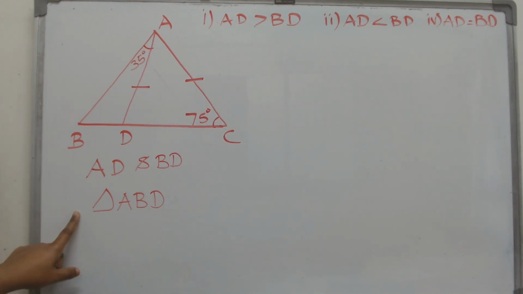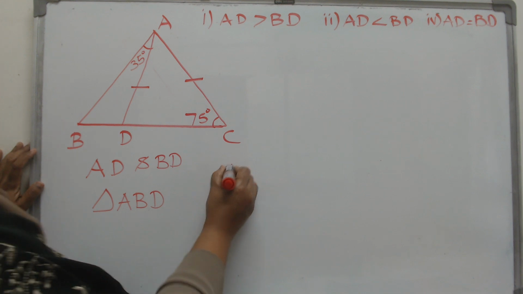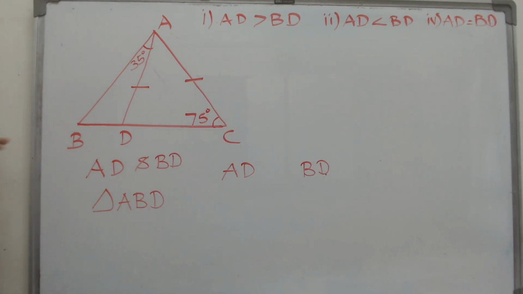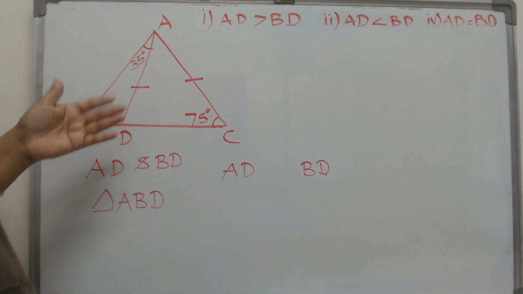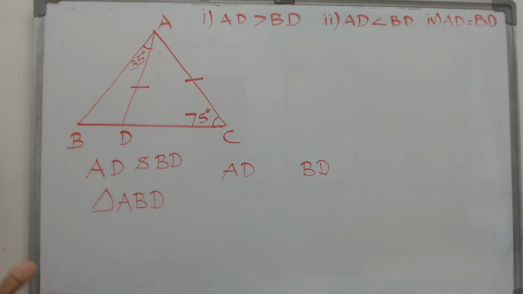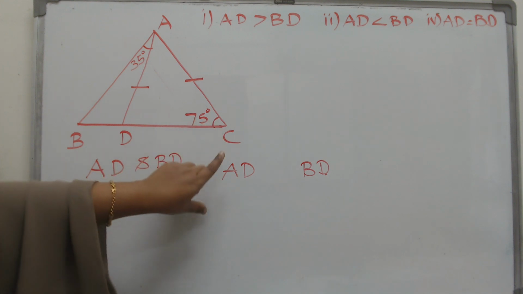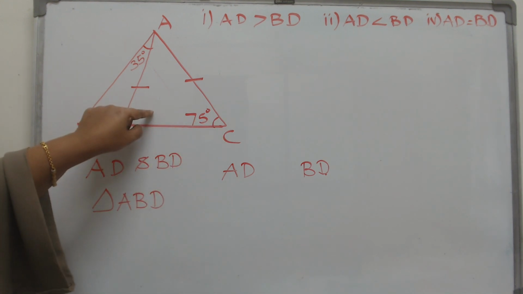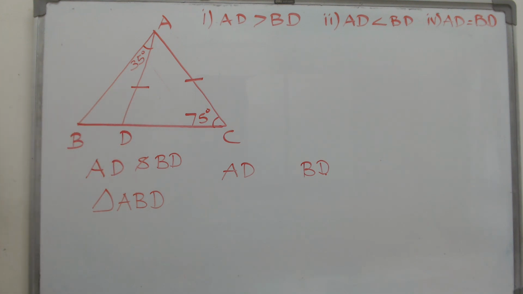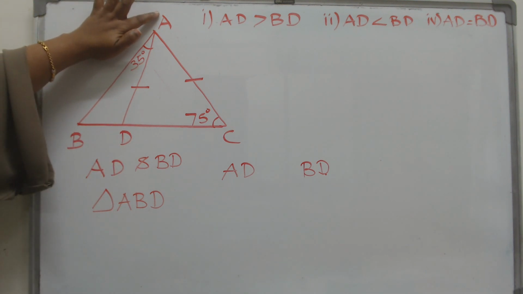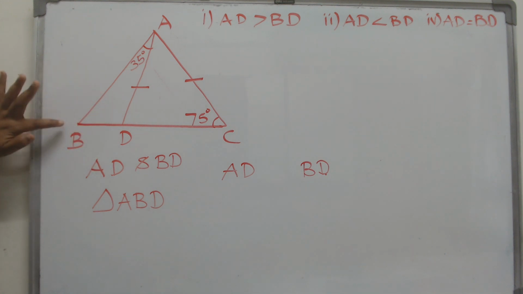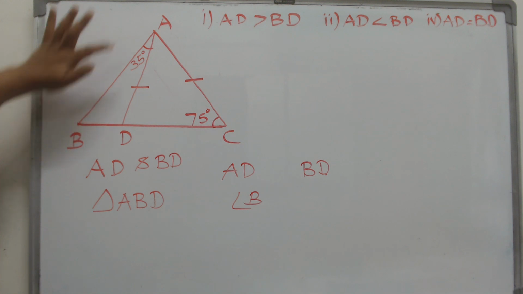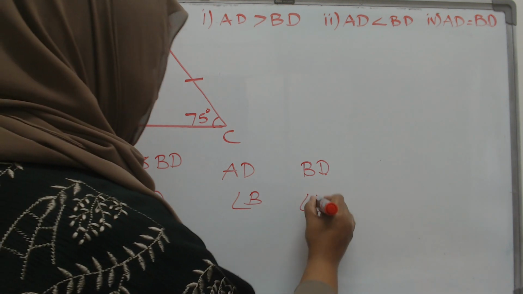And how are we going to proceed? What we need to find is the relation between AD and BD, or in other words, find out which one is more, which one is less, or whether they are equal. Instead of finding that result with the sides, we are going to see the same result with the angles. Which angles are involved? AD, opposite angle B. BD, opposite angle BAD.